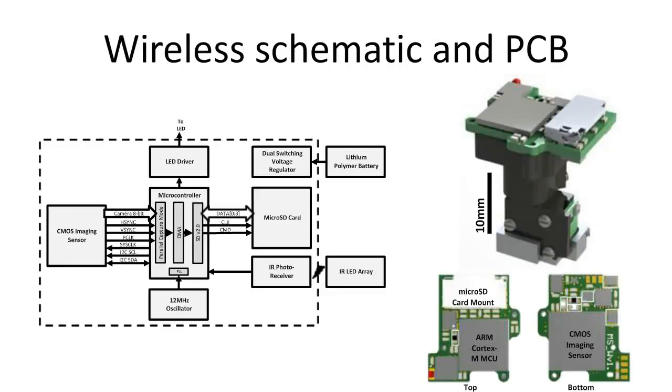This is our wiring schematic of the wireless microscope. And you can see the top view where the micro SD card gets mounted and the various components which make it possible, the MCU that runs the whole circuitry and the CMOS imaging sensor at the bottom.